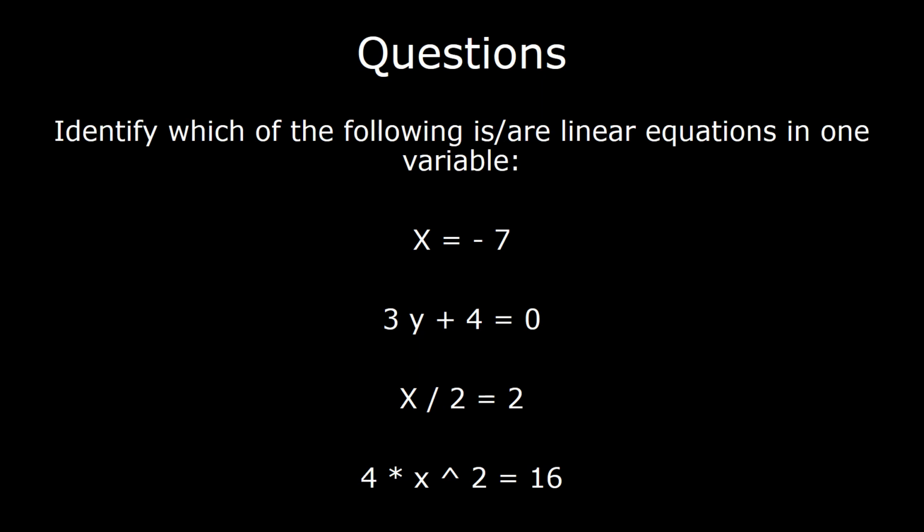Question 1. x equals to minus 7. Clearly this looks similar to ax equals to b. So in place of a multiplied by x, we have got only x here. So where's the a? Is it missing?